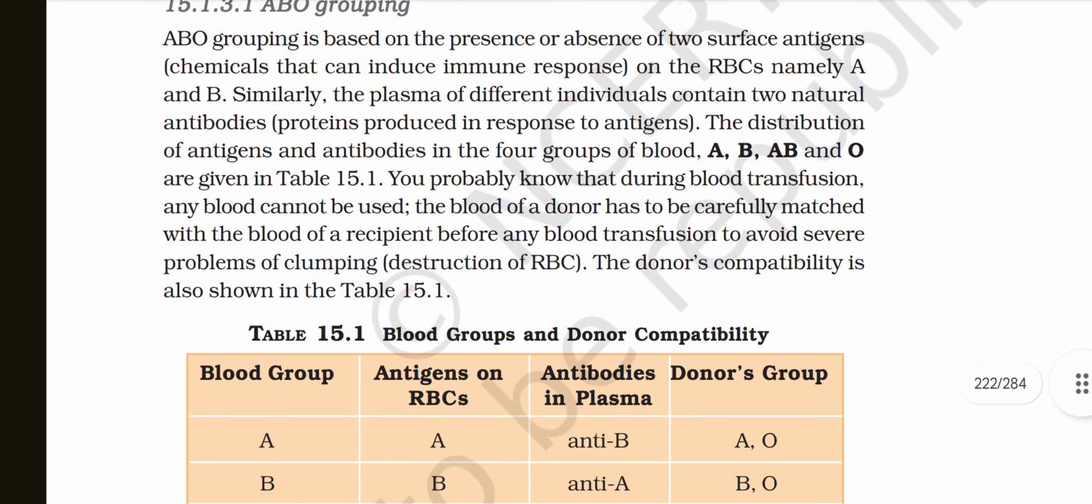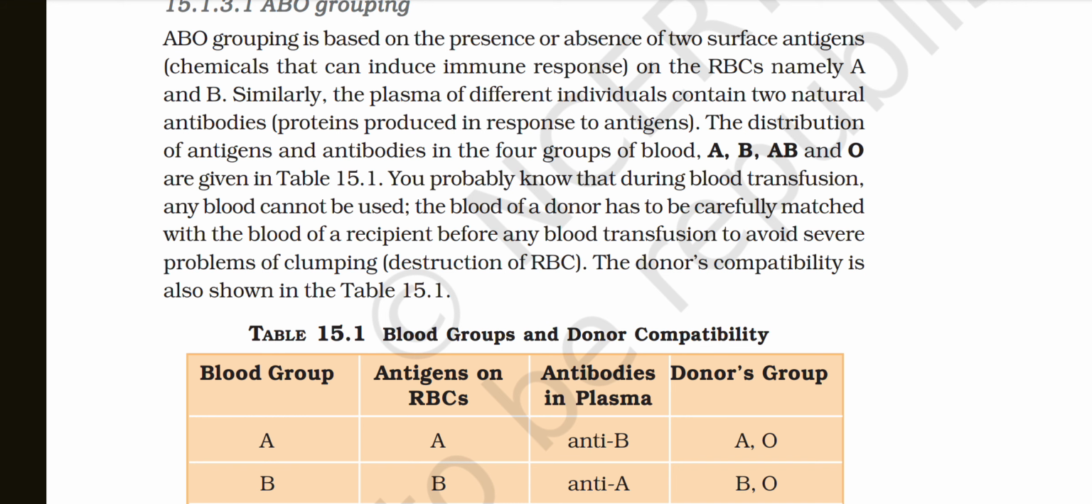ABO grouping is based on the presence or absence of two surface antigens, chemicals that can induce an immune response, on the RBCs, namely A and B. Similarly, the plasma of different individuals contains two natural antibodies, proteins produced in response to the antigens. The distribution of the antigens and the antibodies in the four groups of blood, A, B, AB and O, is given in table 15.1.